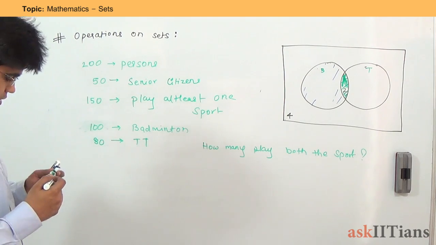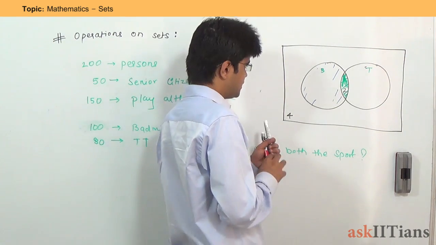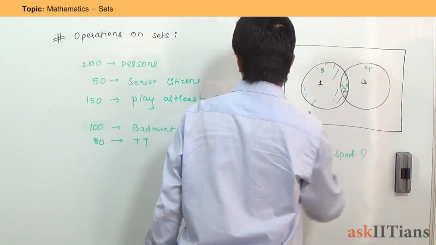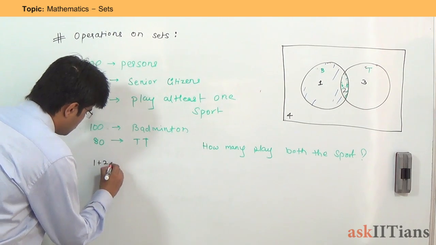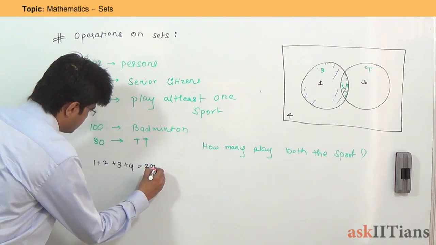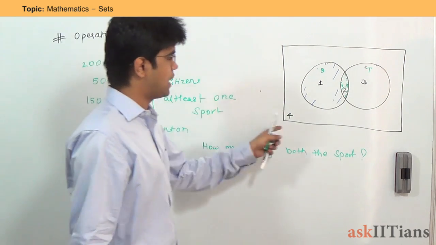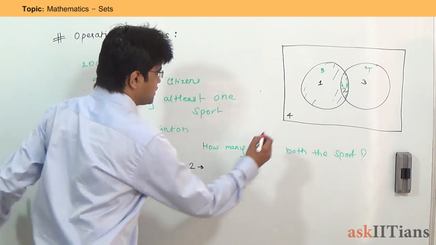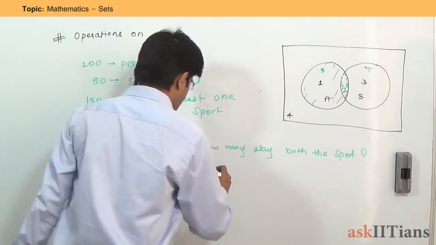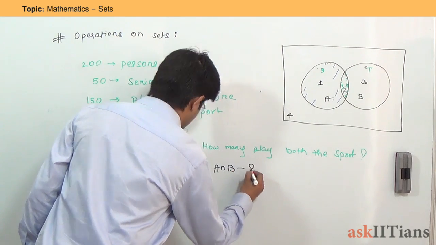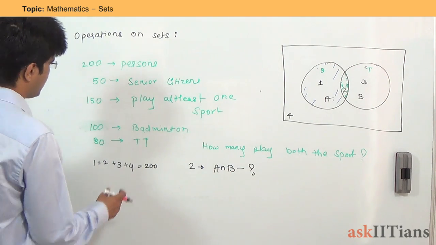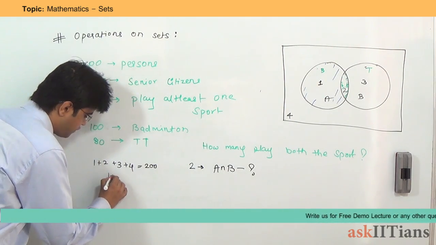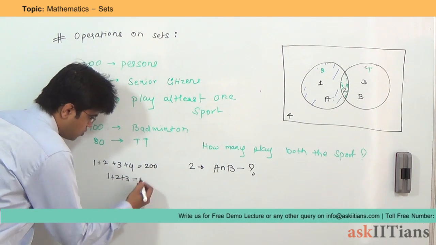Let's see, we know one thing. If this is area number 1, this is area number 2, this is 3, then 1 plus 2 plus 3 plus 4 is equal to 200, because this is our own locality. Now we need to find out area number 2. If this is set A and this is set B, then we need to find A intersection B. We know that area 4, the persons who do not play any sport, equals 50. So if I place 50 in place of 4, then 1 plus 2 plus 3 equals 150.